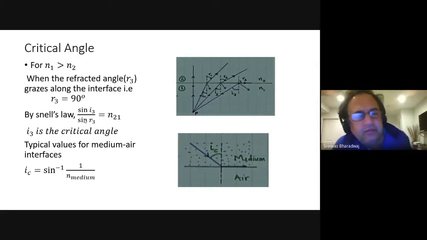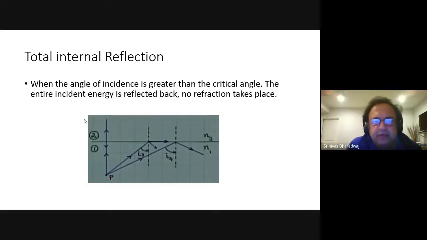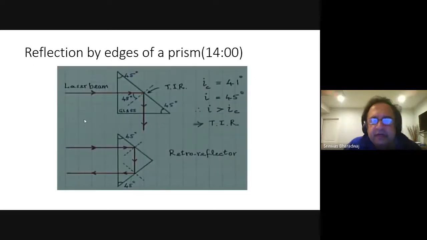So if n is 1.5, the sine inverse of 1 over n will be the critical angle. That is when total internal reflection begins. When the angle of incidence is greater than the critical angle, total internal reflection happens. The entire incident energy is reflected back and no refraction takes place.